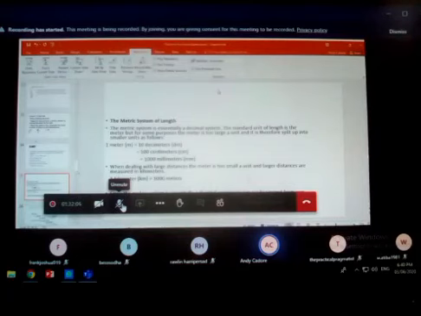1 meter is 10 decimeters. 1 meter is also 100 centimeters. 1 meter is equivalent to 1,000 millimeters. We know this. Now they give us some feedback. We know this.